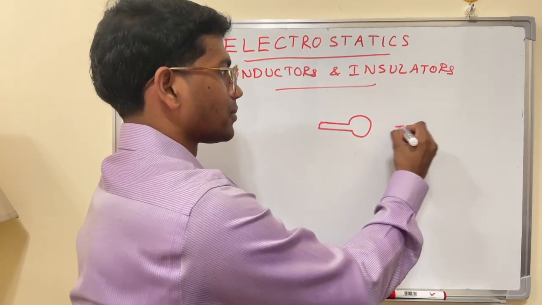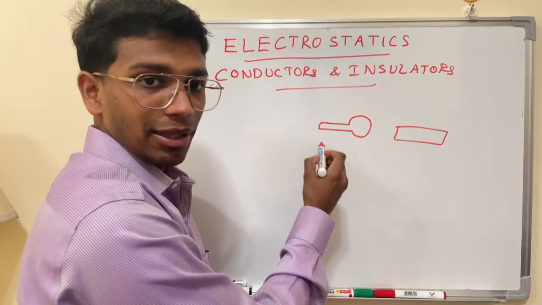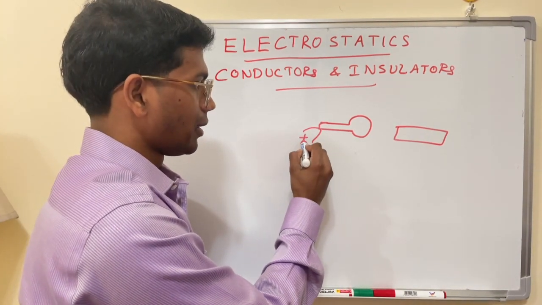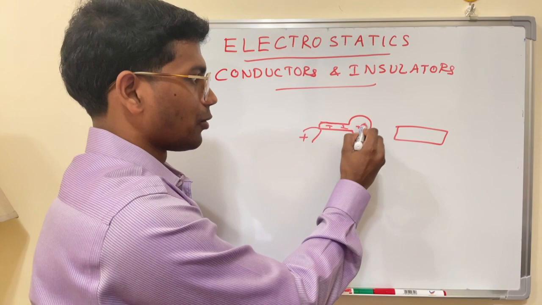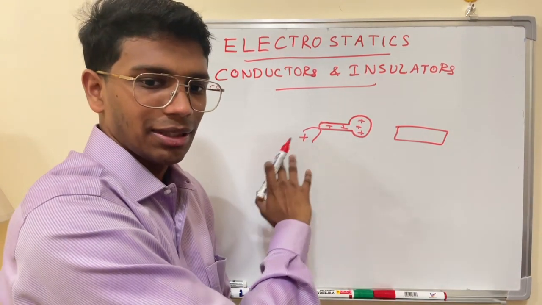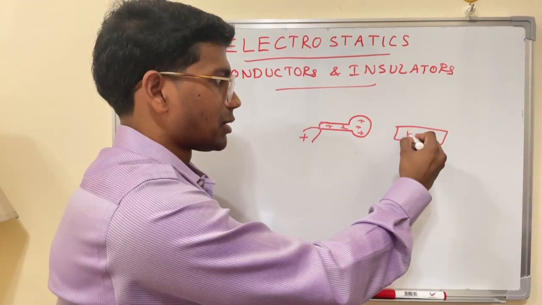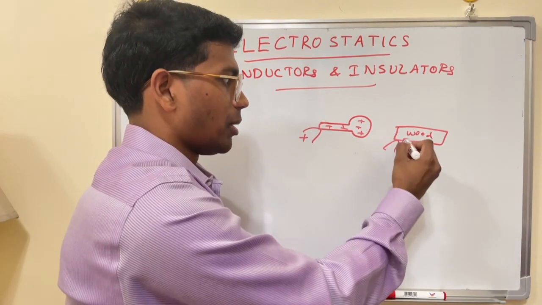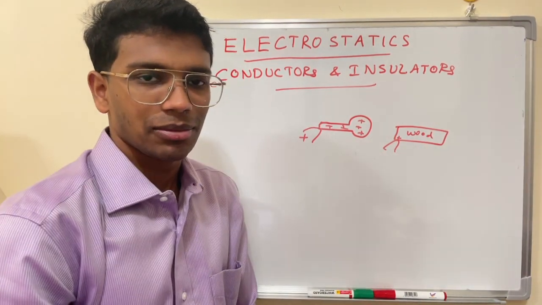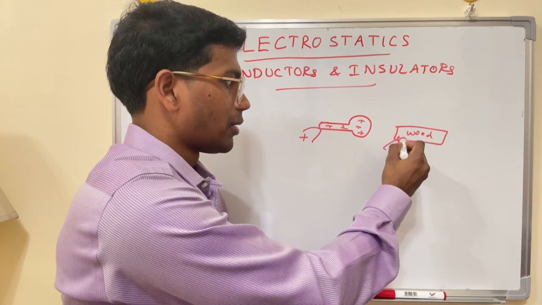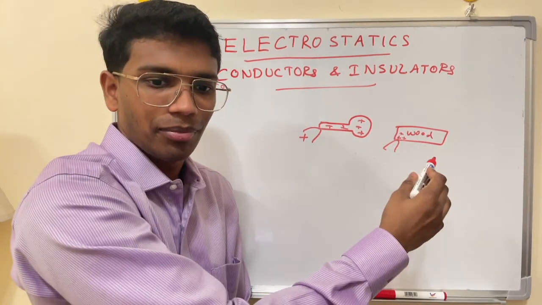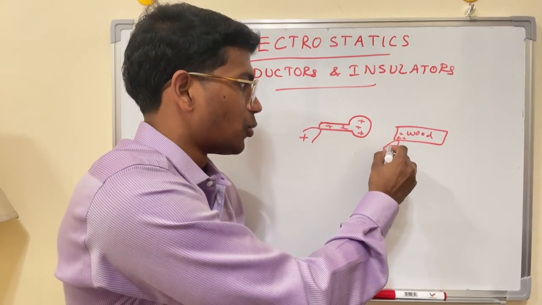So if this is a spoon, and this is a piece of wood, if I touch the spoon to a charged body, the whole of the spoon is now charged. It's evenly distributed. But if I touch wood to a charged body, maybe this particular point is now charged. Or plastic, maybe this particular point is charged, not the whole thing, because it's not allowed to flow with ease.